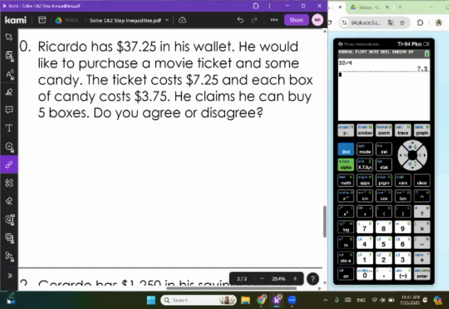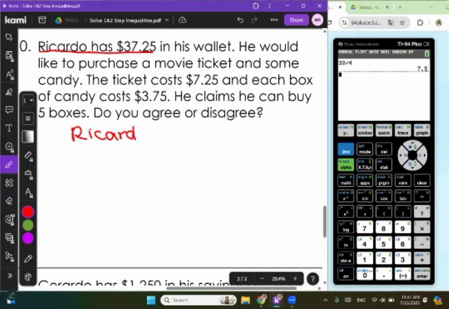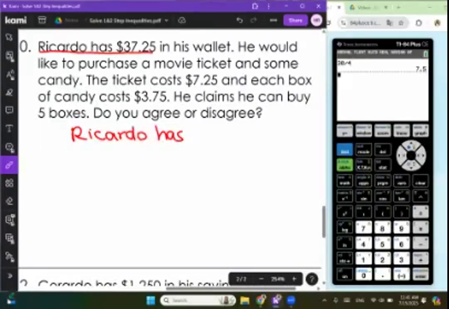So, let's start with the first part of the paragraph. Ricardo has 37.25 in his wallet. So, why did I write Ricardo? Ricardo has. We're going to put that on this side of the inequality. And it says he's buying some stuff. How much is all that stuff going to cost? Well, we know that Ricardo has 37.25. Okay.